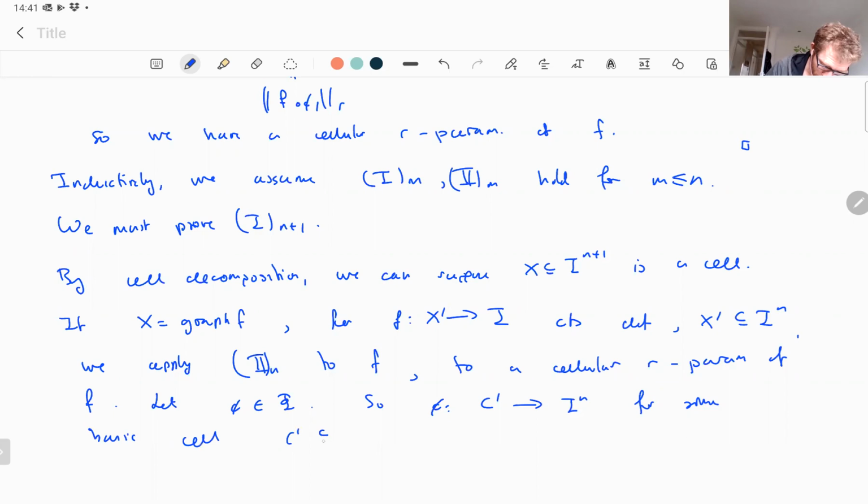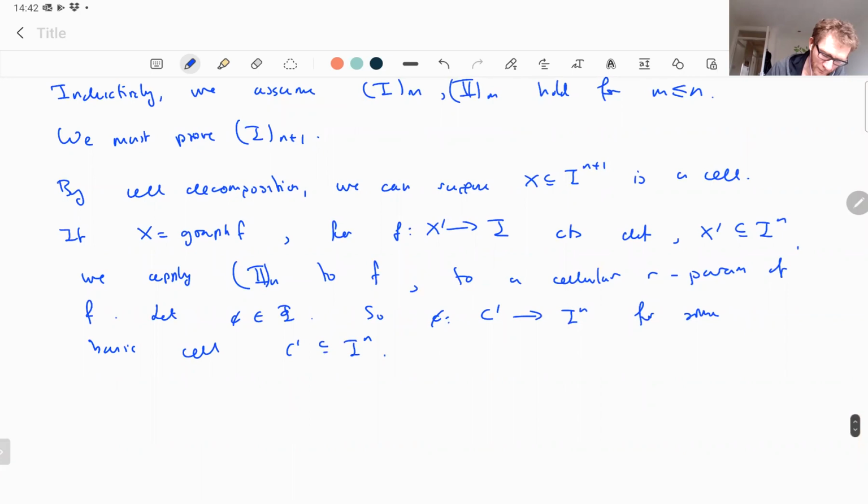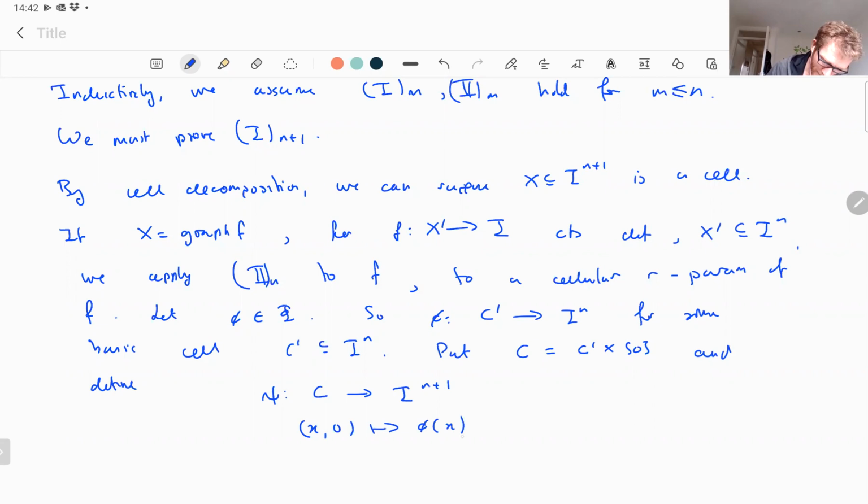And I want my parameterizing maps to be on a basic cell in I to the n plus one. And then we just put T prime C to be C prime times zero, and define psi from C to I to the n plus one by sending x zero to phi of x. So that's an element of I to the n. And then in the second coordinate, we put f of phi of x.